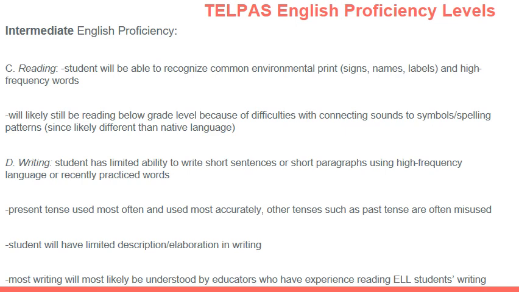When they're writing, an intermediate English language learner will have only the ability to write short sentences or short paragraphs. They'll be primarily using high frequency language and recently practiced words. They'll primarily only be using the present tense. And if they use other tenses, such as the past tense, they will often misuse those tenses. They'll have a limited ability to go into detail and to have elaboration in their writing. Most of their writing will be, however, understood by educators who are familiar with English language learners' writing.